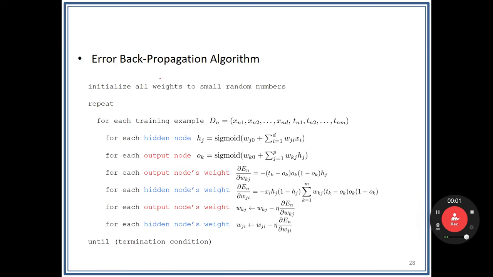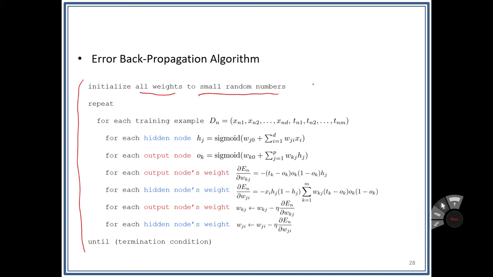So the error backpropagation algorithm, the algorithm to train a neural network, can be summarized like this as some loop statement. First, we initialize all w values to very small numbers, and I said that the small numbers range from 0 to 1. Then for each training example from 1 to n, we repeat all of these steps. These two steps are forward steps, and these four lines are backward steps.